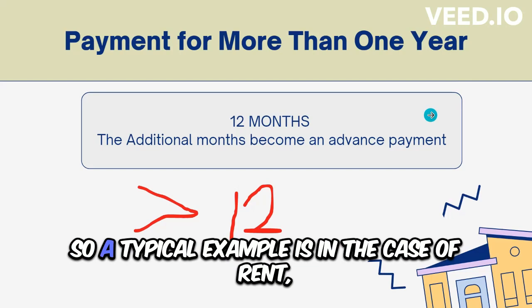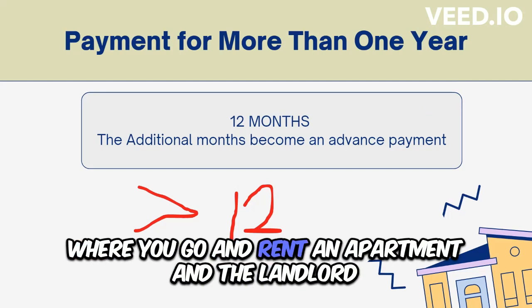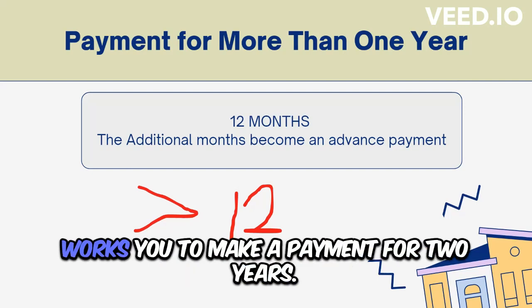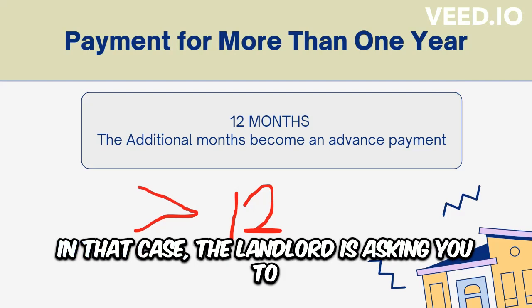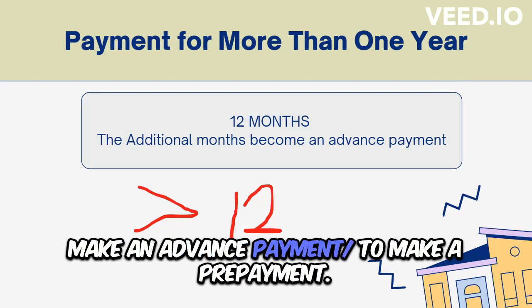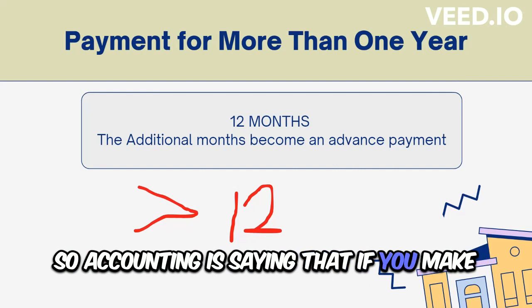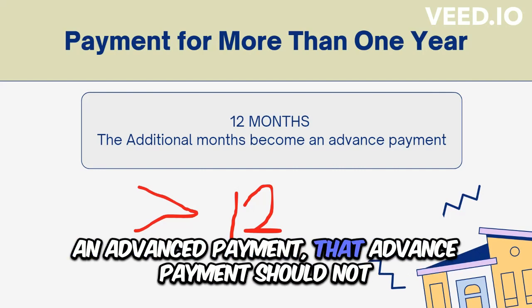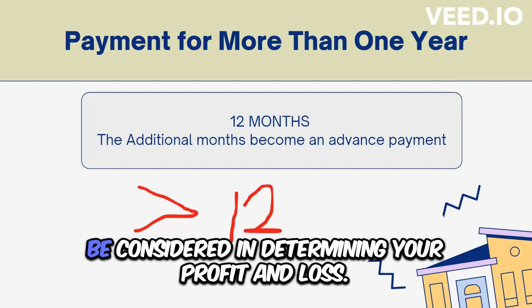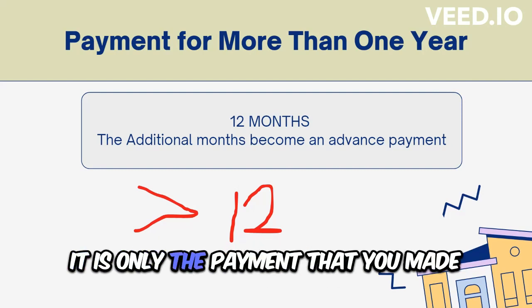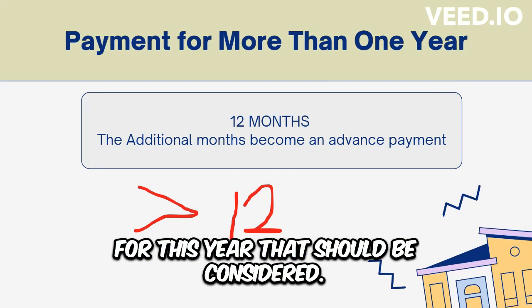Okay, so a typical example is in the case of rent, where you go and rent an apartment and the landlord will ask you to make a payment for 2 years. In that case, the landlord is asking you to make an advance payment, to make a prepayment. So accounting is saying that if you make an advance payment, that advance payment should not be considered in determining your profit and loss. It is only the payment that you made for this year that should be considered.